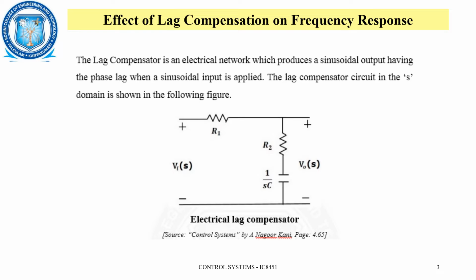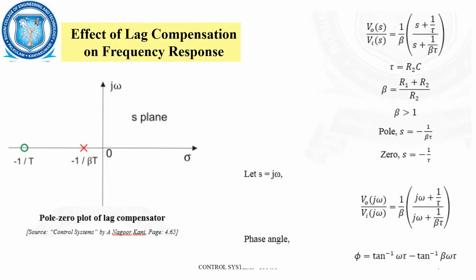Actually, a lag compensator is an electrical network which produces a sinusoidal output having the phase lag when a sinusoidal input is applied. You can see the lag compensator circuit in the S domain, where the figure represents the Vi of S as input, R1, R2, and the capacitor is given, and we have V0 of S as the output. This is the equivalent circuit of an electrical lag compensator. The magnitude plot and phase plot can be drawn accordingly.